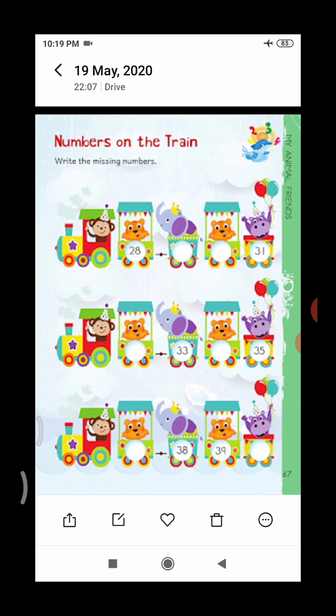In the third train, the first number is missing and the second number is 38. What comes before 38? 37. So write here 37. The next number is 39. What comes after 39? 40. So write here number 40.